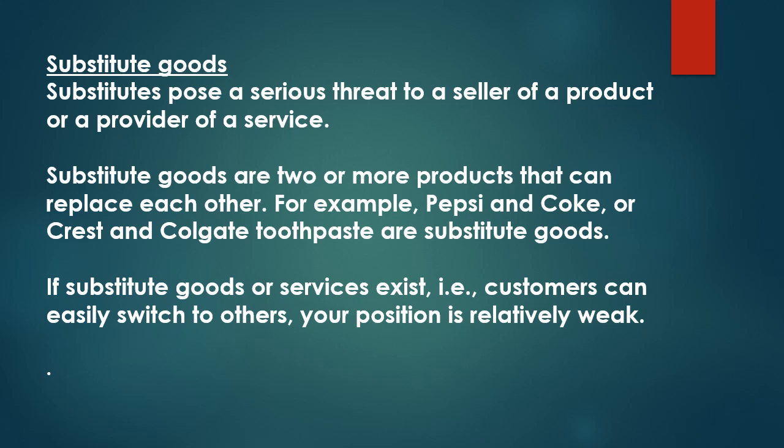Then comes the substitute goods. What are substitute goods? Basically, these are two or more products that can replace each other, that have the same qualities or satisfy to the same extent, so that they can be replaced in place of one another.